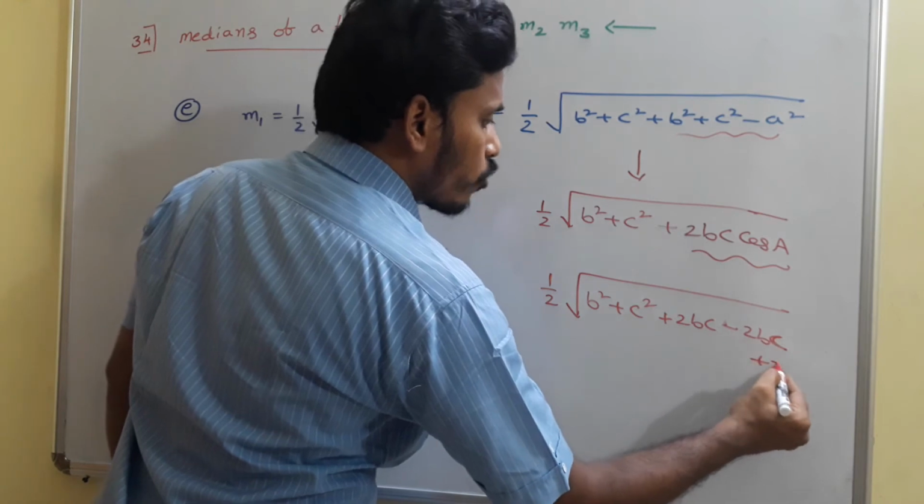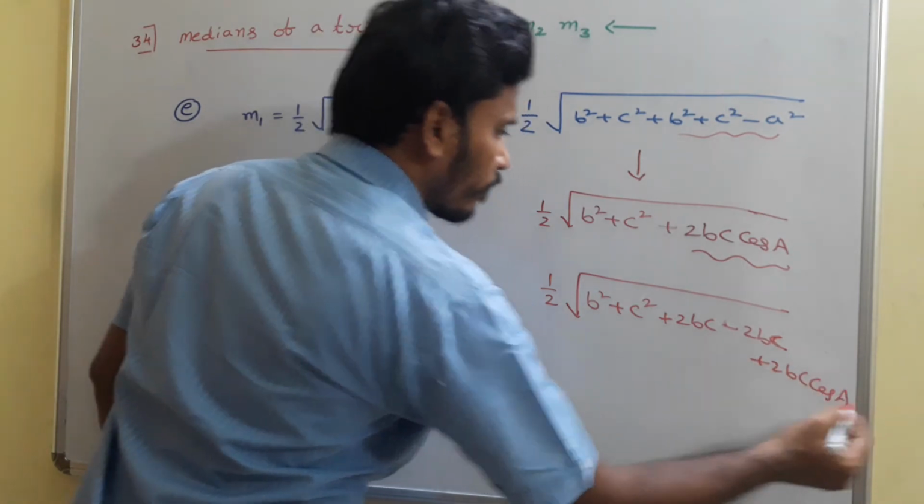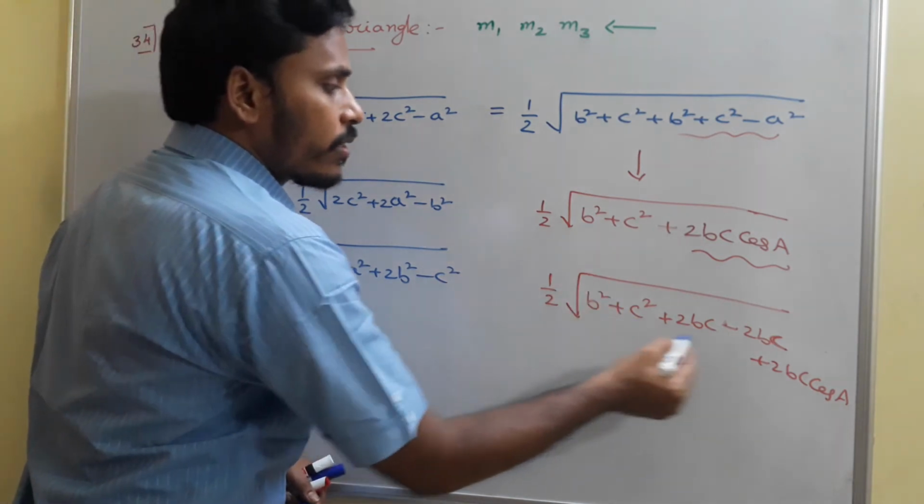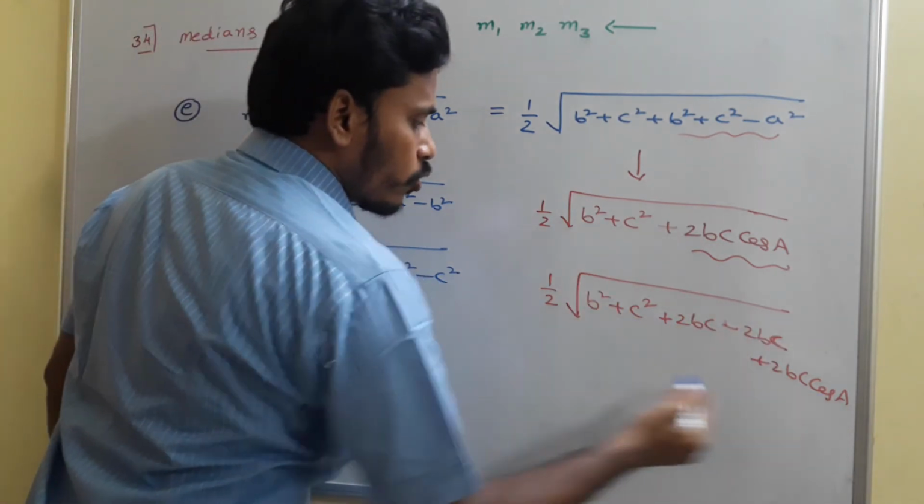Plus 2bc minus 2bc plus 2bc cos A. I am just adding one 2bc. b square plus c square is there, and I am adding just one 2bc, and that is 2bc cos A.